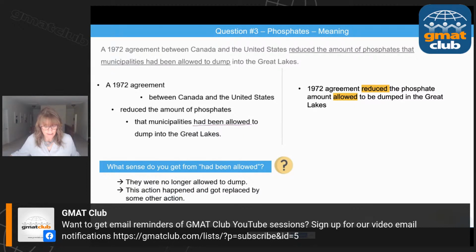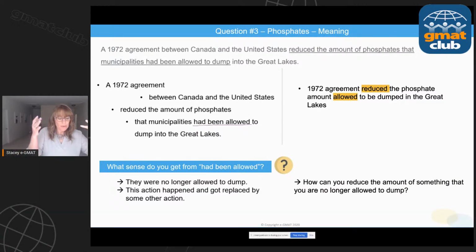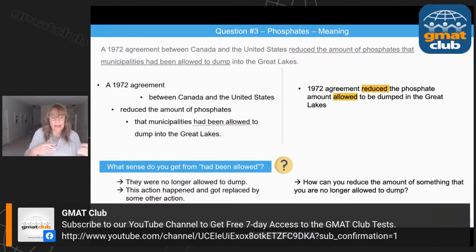So this action happened and got replaced by some other action, all right? If we have "had been allowed" and that communication is, okay, this action happened and something else has replaced it, does it make sense to use this past perfect here? And then I ask the question, well, how can I reduce something? How can this treaty or agreement between these two countries reduce the amount of something that you're no longer allowed to dump? If they had been allowed to dump it and they're no longer allowed to dump it, how can we reduce something? This story is illogical. These events are completely illogical.